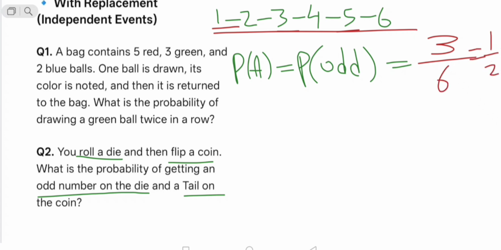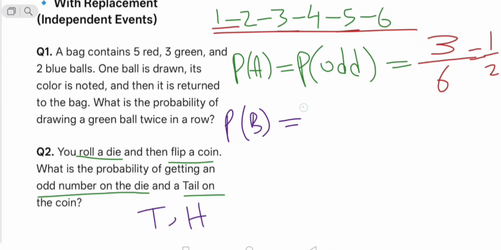Okay, then event B, probability of B. Look, the die doesn't affect the coin, because the die is a different event and the coin is a different event. They don't affect each other. That's why it is independent. If it affects the other, it means dependent. Okay, so probability of B, which means the coin. How many outcomes? The coin has two outcomes, head and tail.